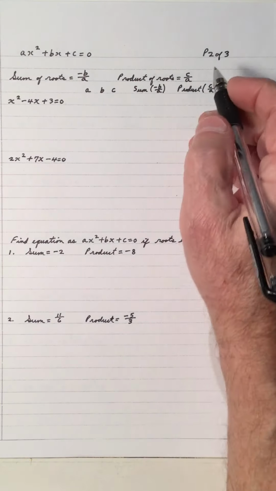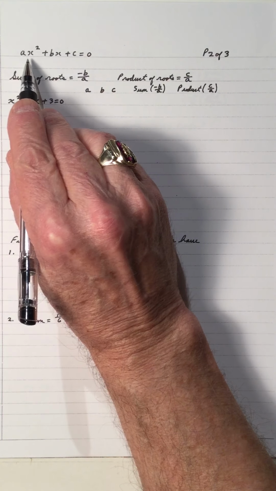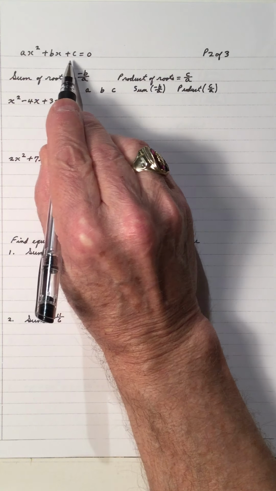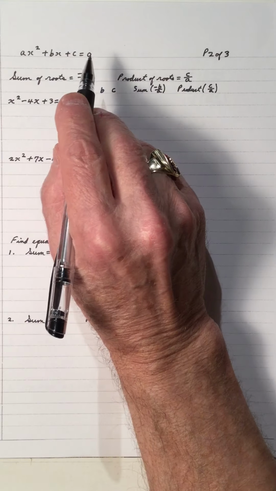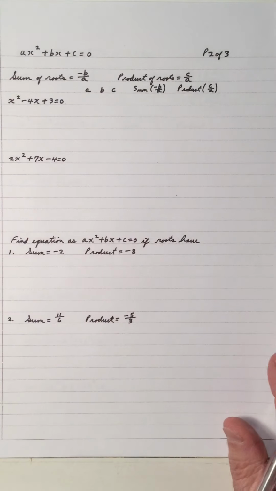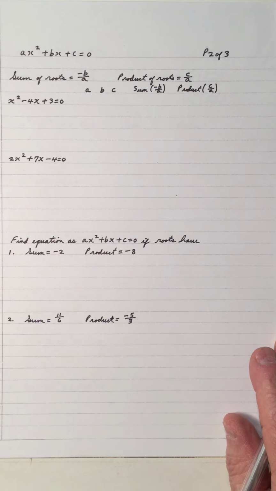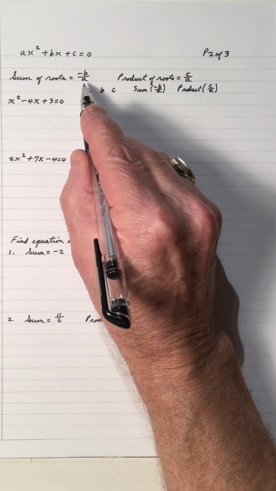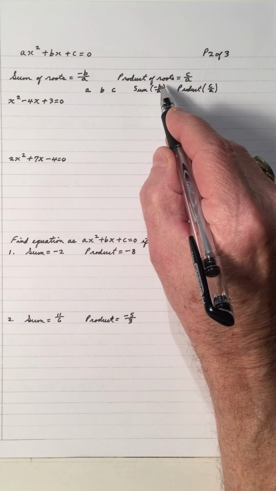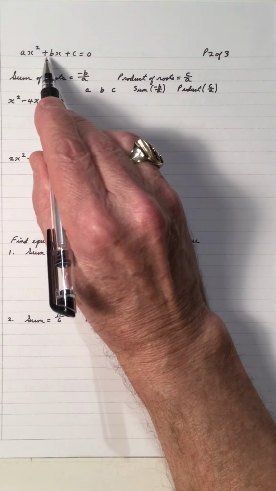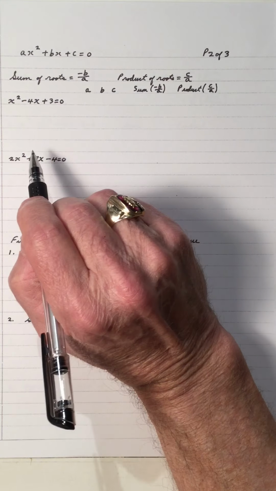When I do the sum and product of roots, I'm doing it on a quadratic, which is ax squared plus bx plus c. I've done this in a previous video on quadratics, so check that out. The sum of the roots is negative b over a. The product of the roots is c over a.